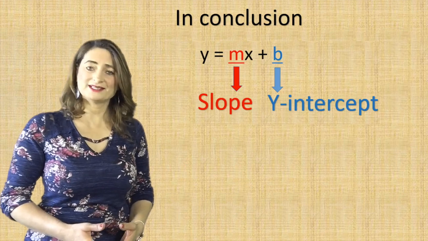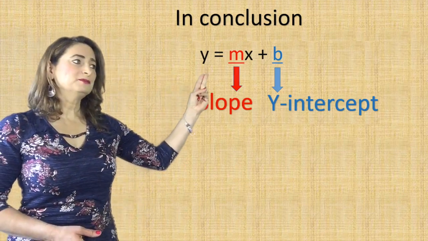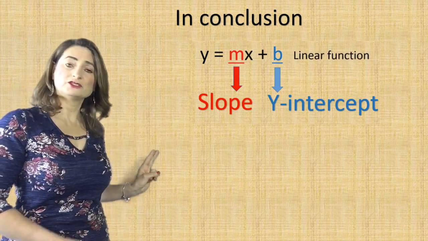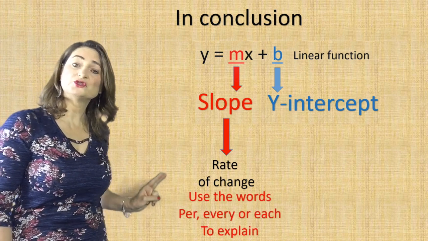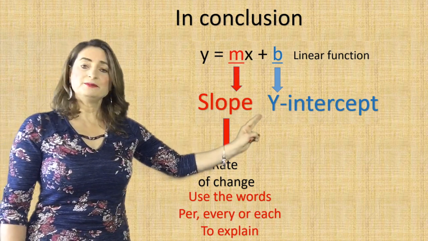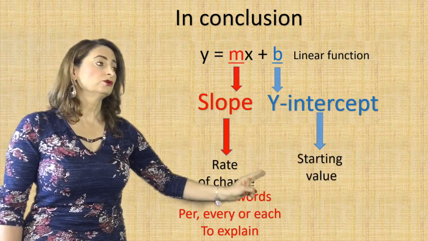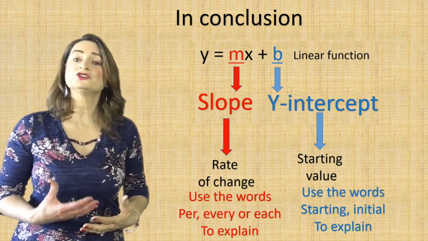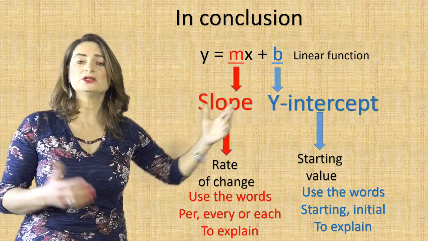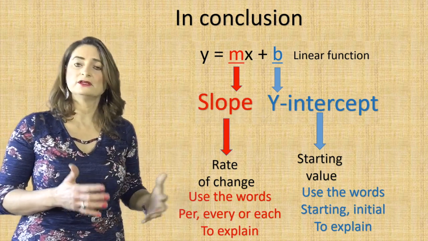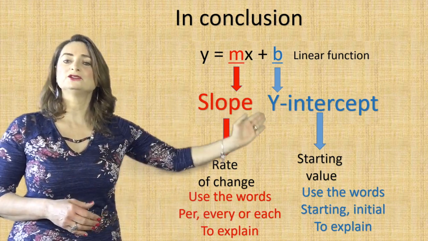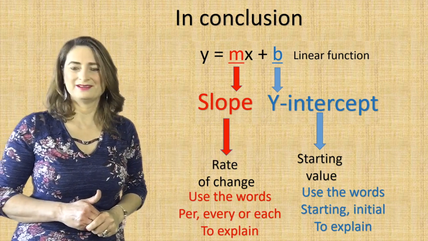In conclusion for today's lesson, y equals mx plus b is the linear function where m is the slope, or the rate of change. We use the words per, every, or each to explain or interpret what the slope is. b is the y-intercept, also called the starting value. So use the words starting or initial to explain or interpret what the starting value is. Use the slope and the y-intercept to compare two things, whether from a table, a graph, or an equation. Whatever you are trying to compare, you need to know how to find the slope and the y-intercept to compare. That's it for today's lesson.